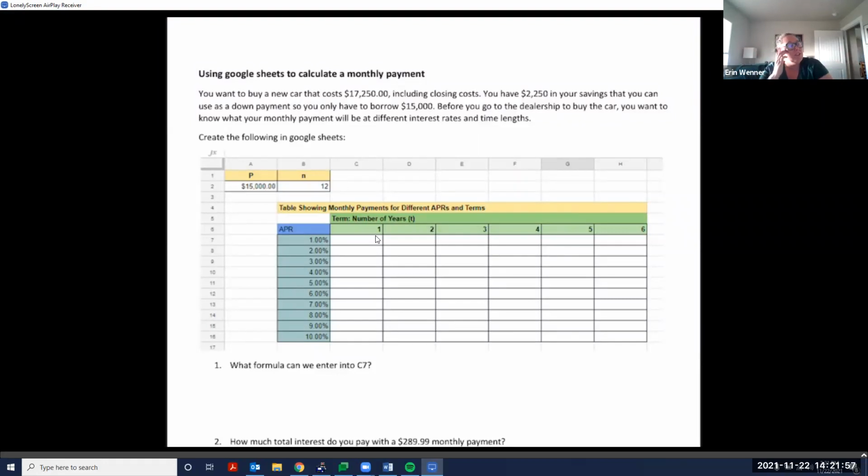So you want to buy a new car that costs $17,250, including closing costs. You have $2,250 in your savings that you can use as a down payment, so you only have to borrow $15,000. Before you go to the dealership to buy the car, you want to know what your monthly payment will be at different interest rates for different lengths of time. So we're going to create this Google Sheet.